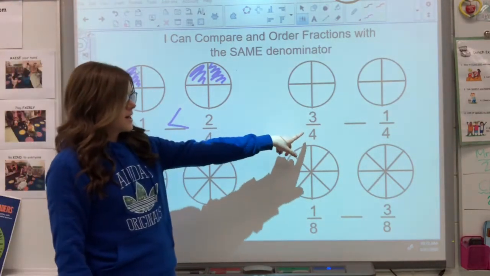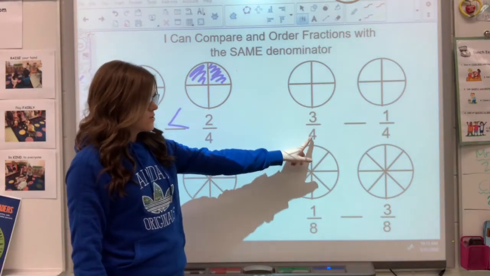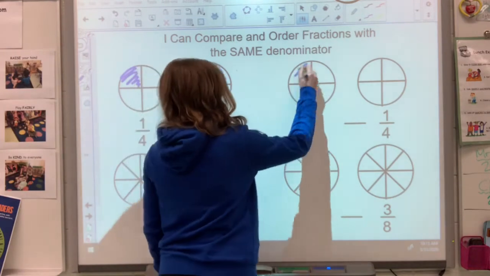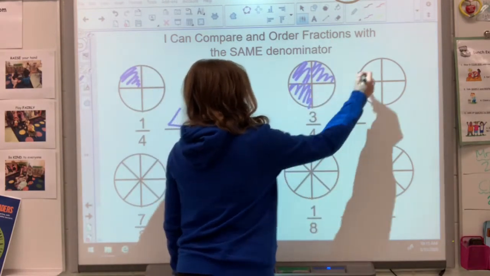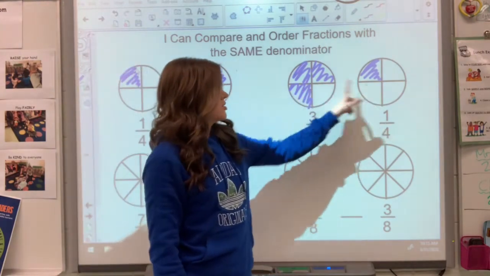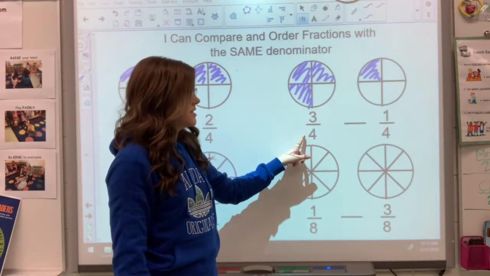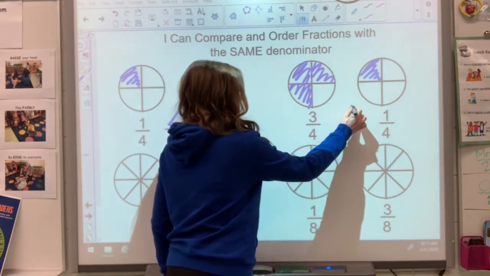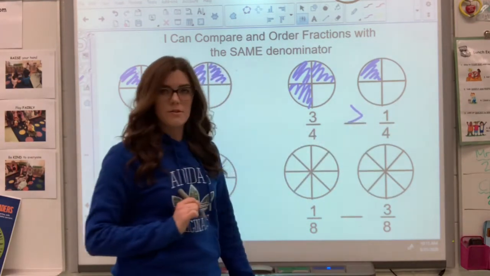The next set of fractions that I'm going to be comparing is 3/4 and 1/4. So I'm going to go ahead and color these in. And I can see by looking at my fraction circles that 3/4 is definitely bigger than 1/4. So Allie the alligator's mouth is going to be facing towards 3/4.